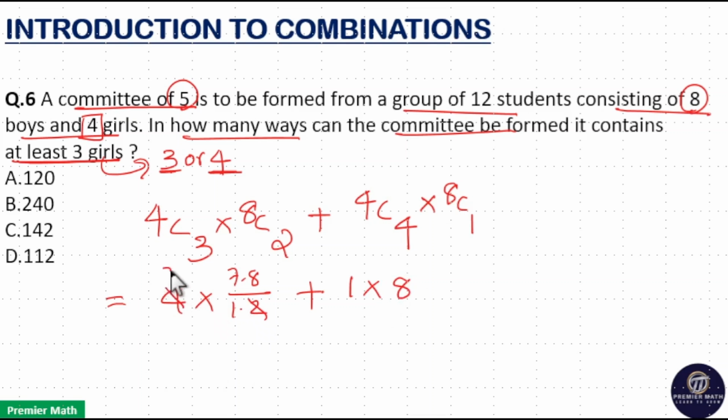Now 2 goes 2 times in 4. 7 into 8, 56 into 2 is 112. And here you have 8, which is equal to 120. So option A is your answer.